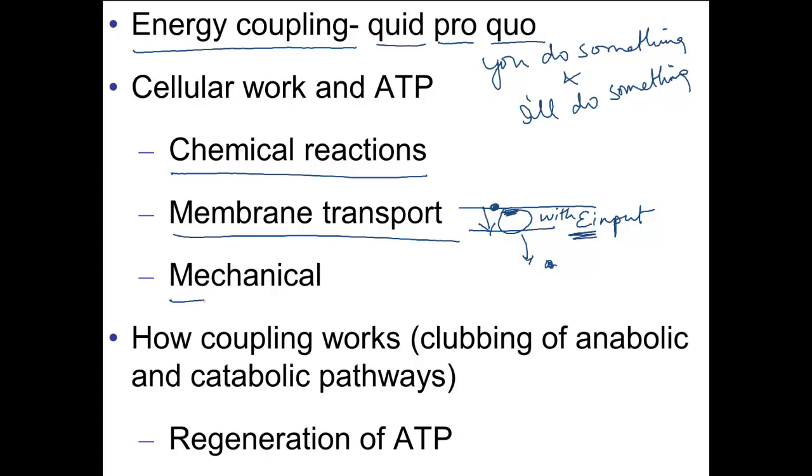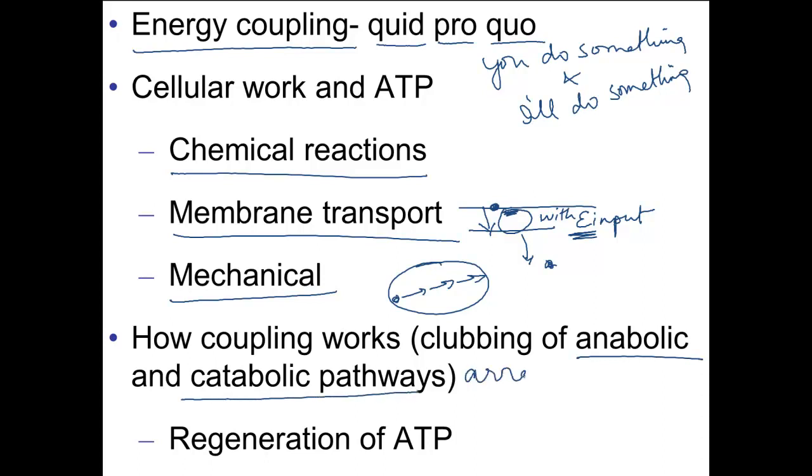Then there is mechanical energy, kind of like in a cell, from one part to the other part, if it has to transport certain things, it goes along certain microtubules or microfilaments, and that process also requires energy. Or generally movement, muscle movement will require energy. Now how does this coupling work? The clubbing of anabolic and catabolic pathways, they are arranged to coordinate.